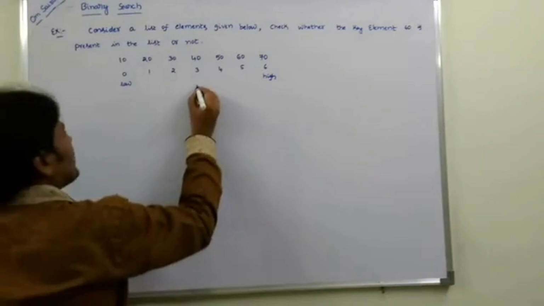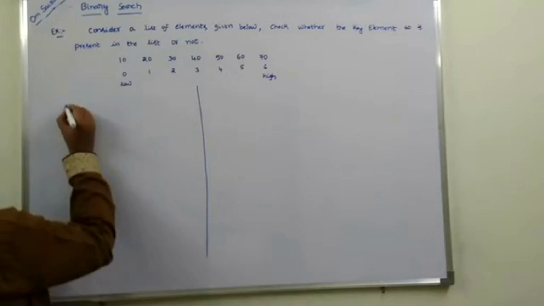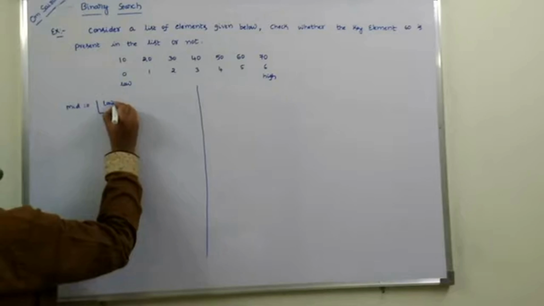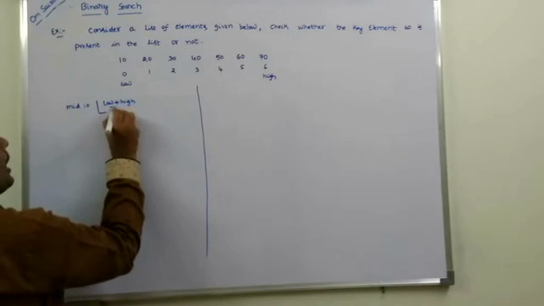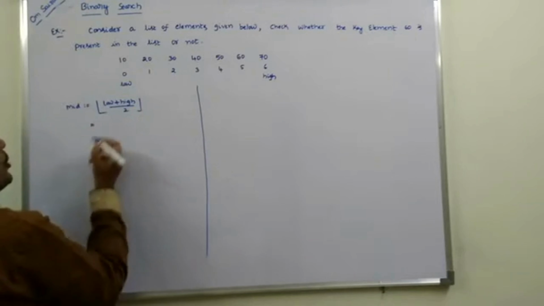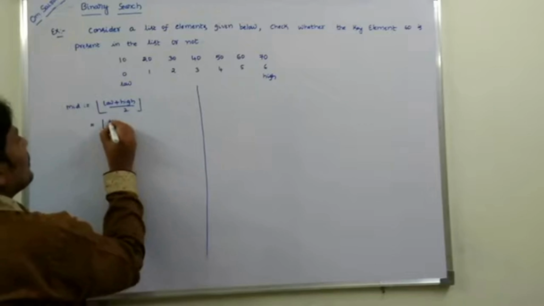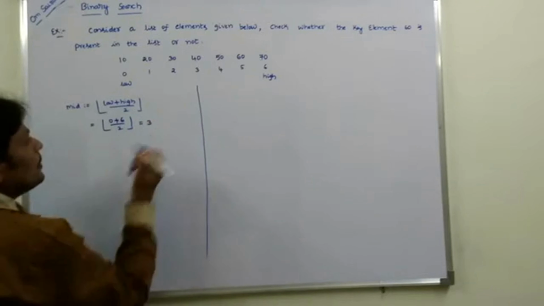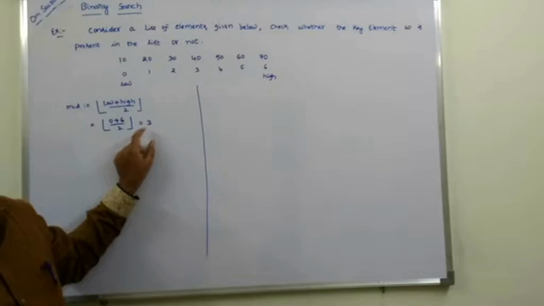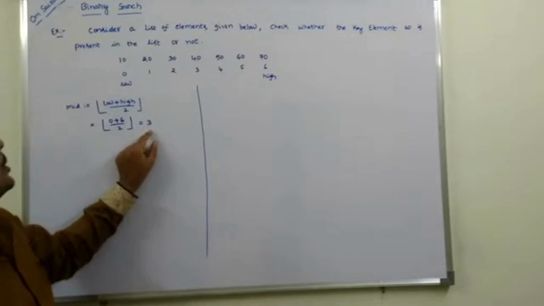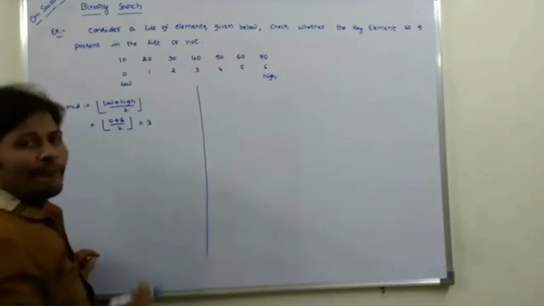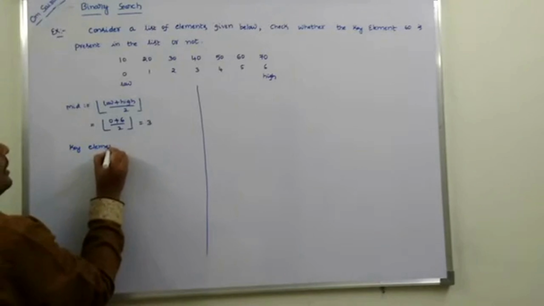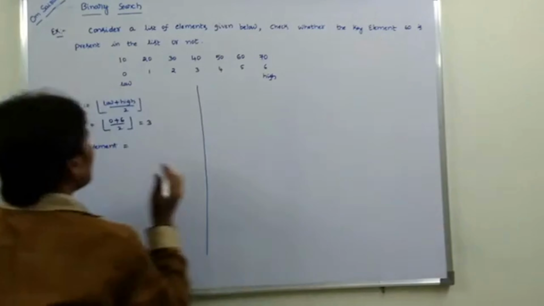Next, first we have to find the mid value. So mid is equal to (low + high) / 2. Here the low value is 0 and the high value is 6. So (0 + 6) / 2 is equal to 3. Now mid value is equal to 3. So A of 3 is 40. And the key element is 60.